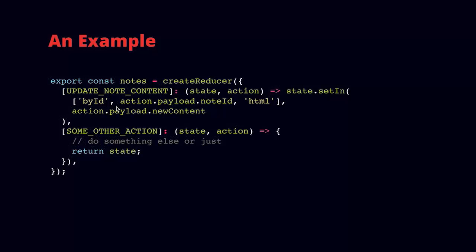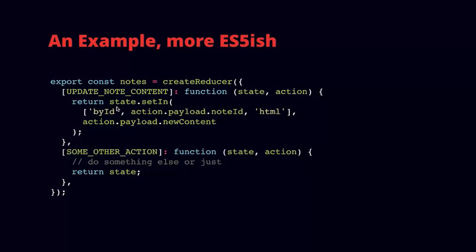And then we have some other action that, in this case, actually doesn't do anything, or maybe we do something else to calculate a new state, or we just return the exact same object that we received, in which case we actually just do nothing. Again, this is the simplified version of that in ES6. So action types map onto functions, each of which takes a state and an action and returns the new state.